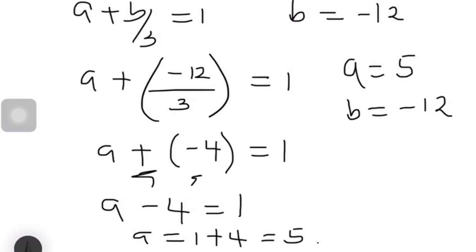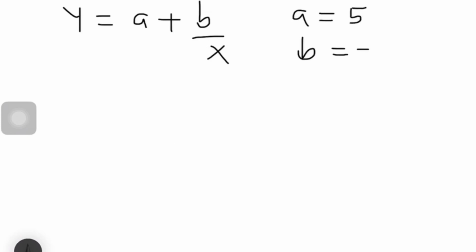Now find the value of y when x is equal to 4. Our initial equation was y equals a plus b all over x. We have our value for a is equal to 5, value for b is equal to negative 12, and x is equal to 4. Remember the question: find the value of y when x is equal to 4. So we've gotten the value of a, the value of b, and we know the value of x is 4. Now let's find the value of y.